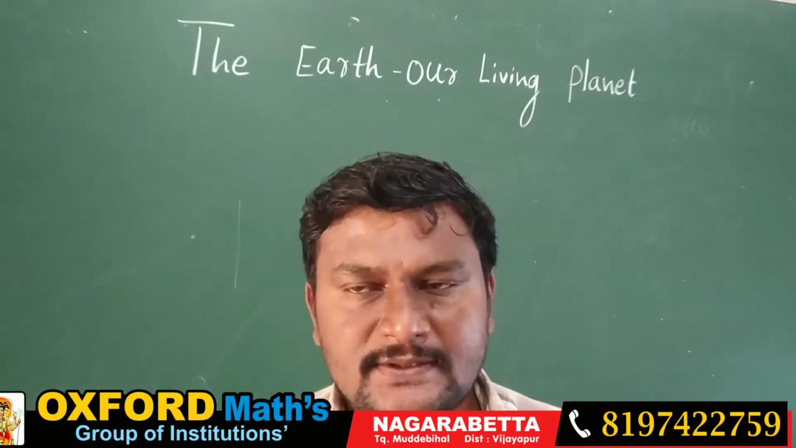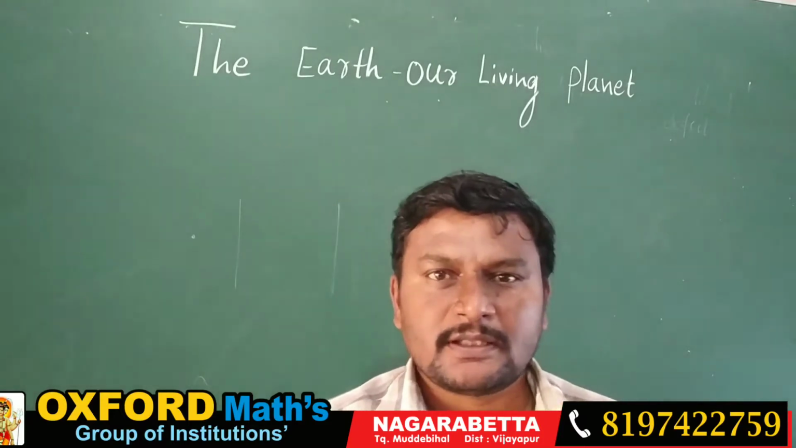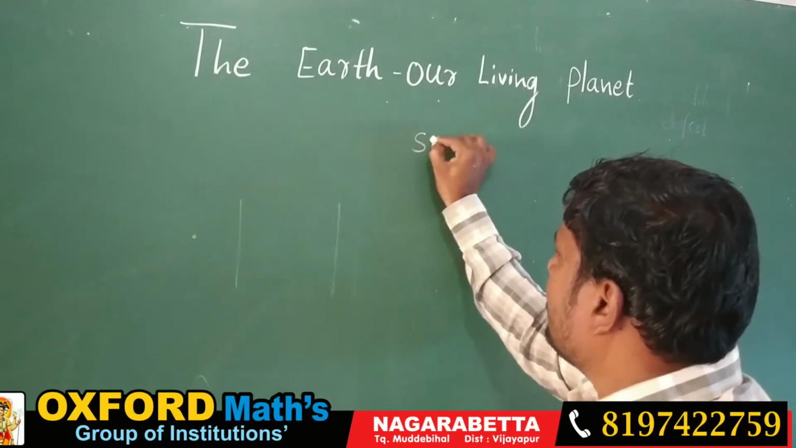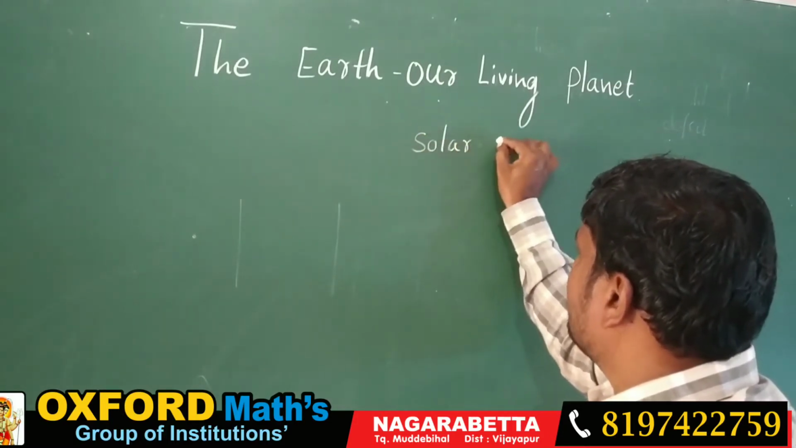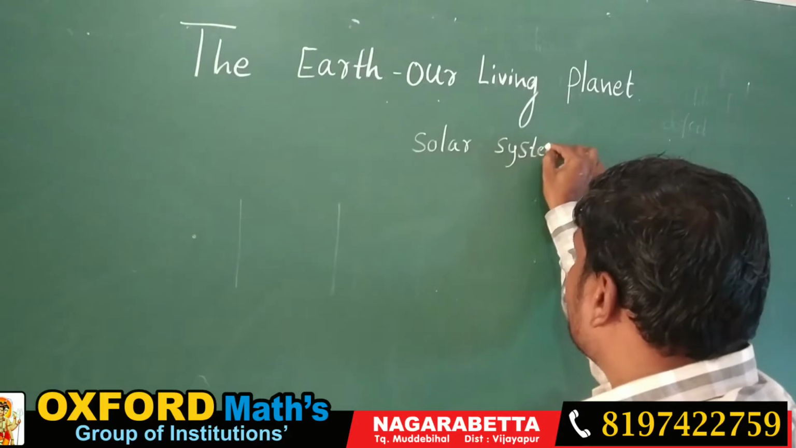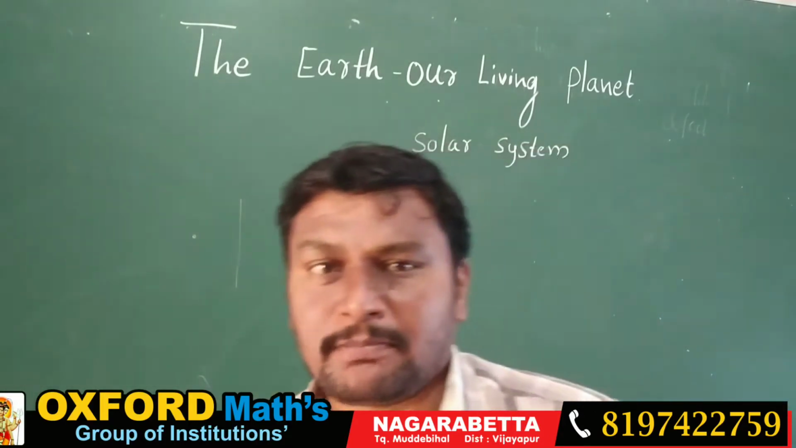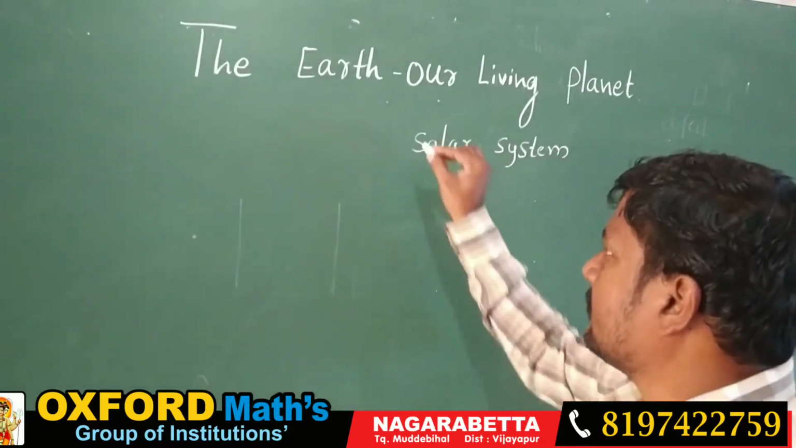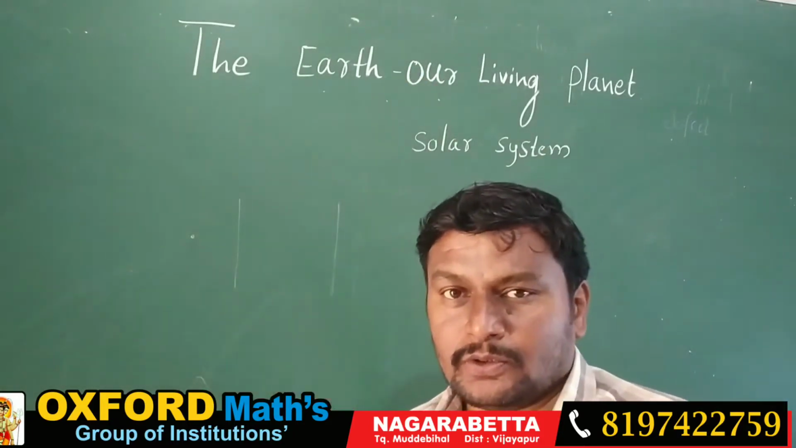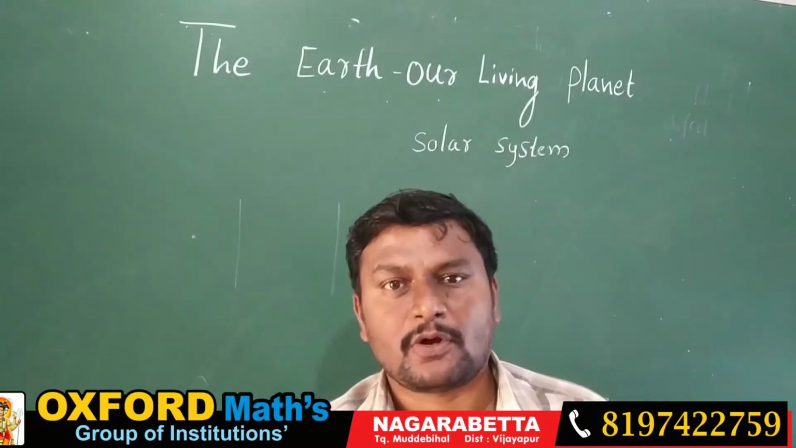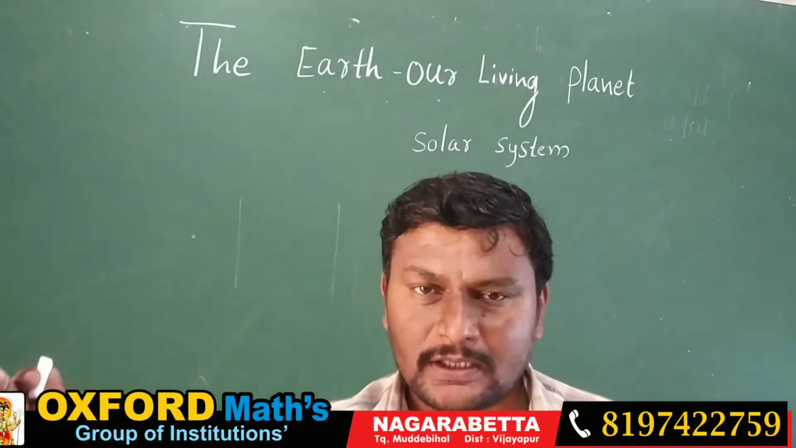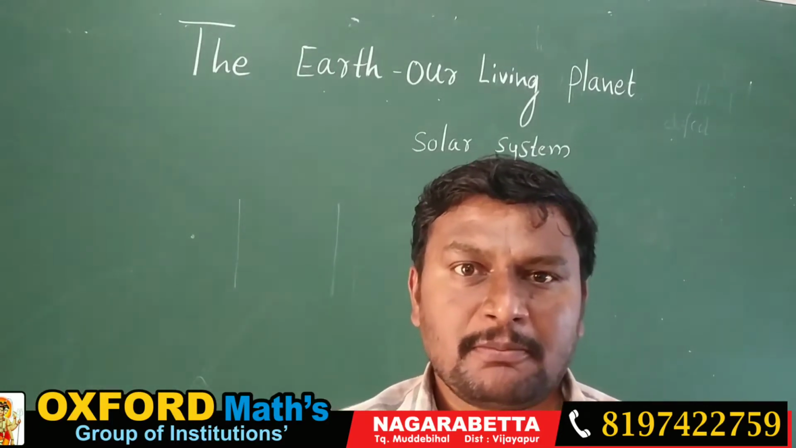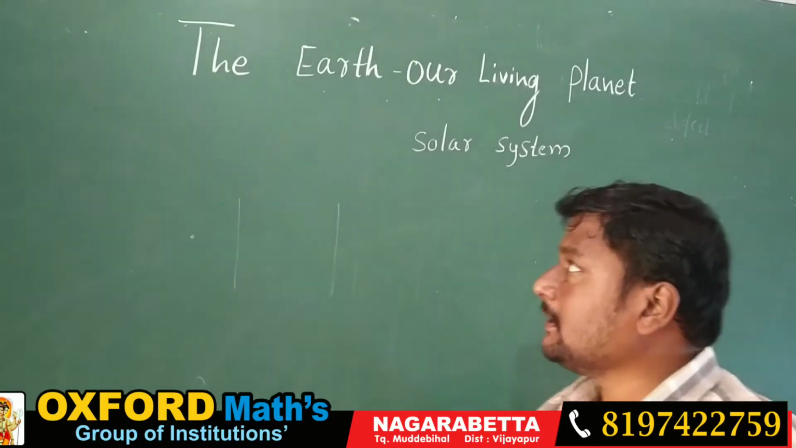So some details. You know Earth is one planet. In which system does it come? In the solar system. In the solar system there are a total of 9 planets. The third position from the sun is the Earth. Due to the suitable distance from the sun, it is not too far and not too near. This suitable distance makes Earth a living planet.